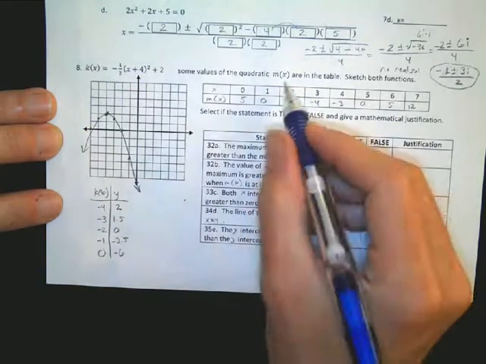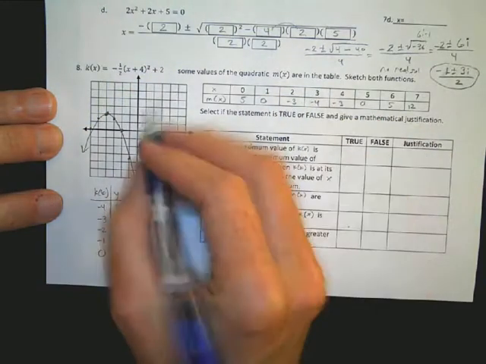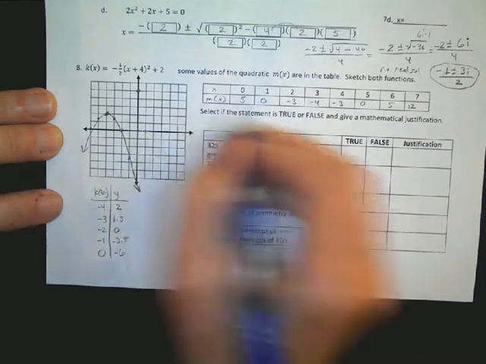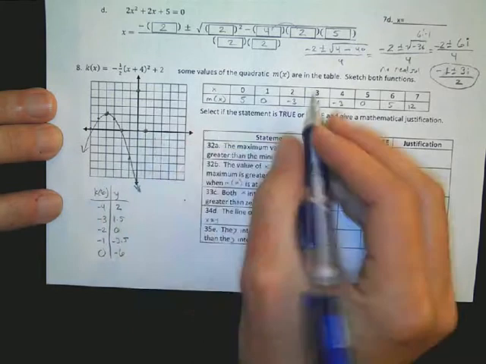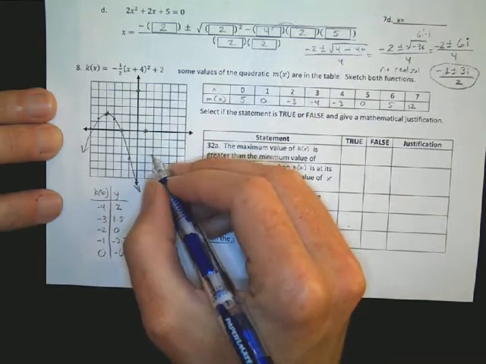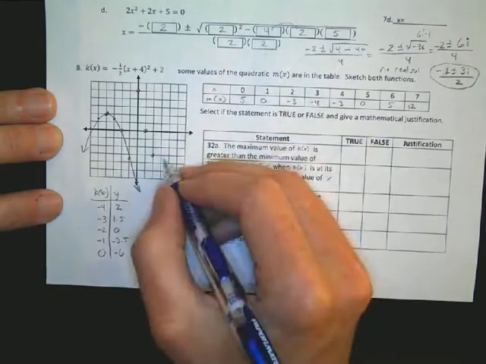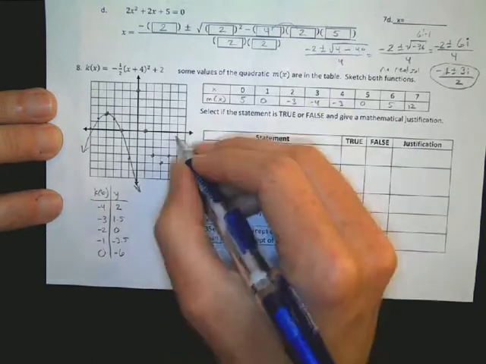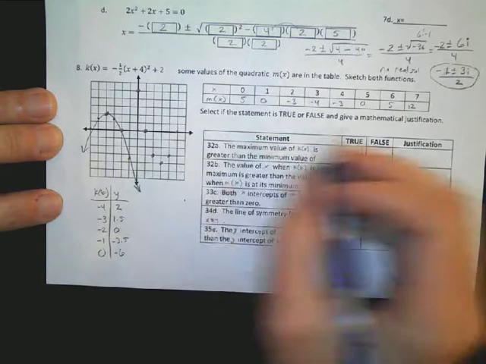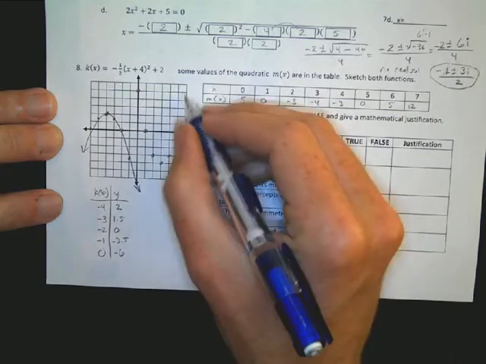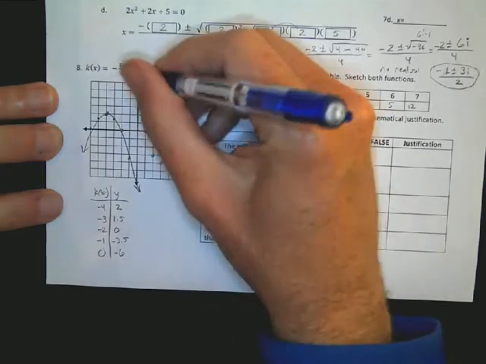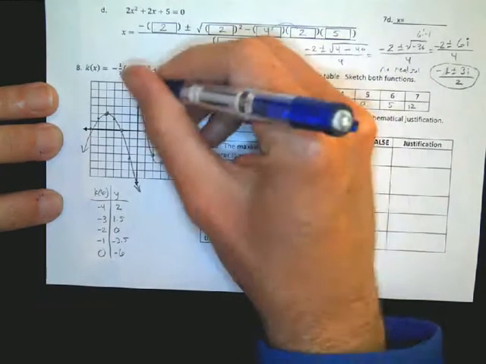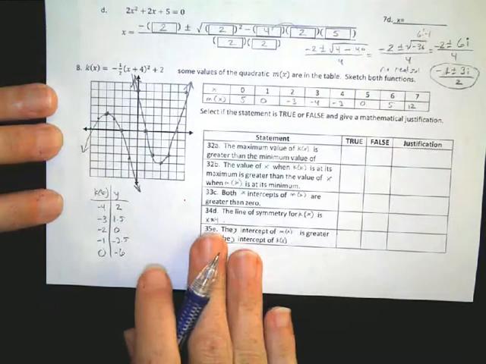For m of x, they give me the points. At 0, I'm at 5. At 1, I'm at 0. At 2, I'm at -3. At 3, I'm at -4. At 4, I'm at -3. At 5, I'm at 0. And at 6, I'm back up here. So this graph for m of x goes like so. Okay, those are my two graphs that I'm playing with.